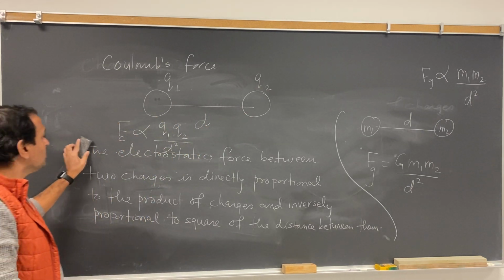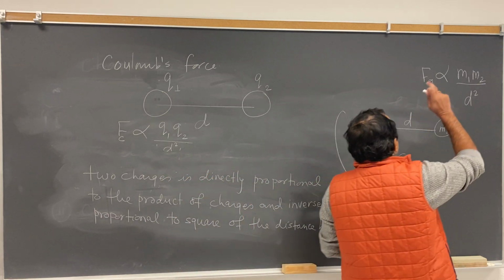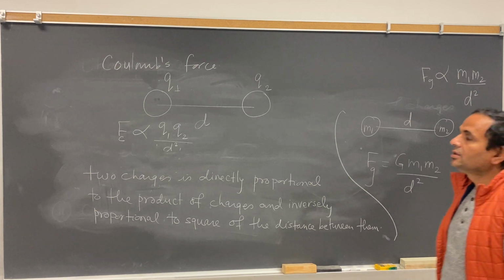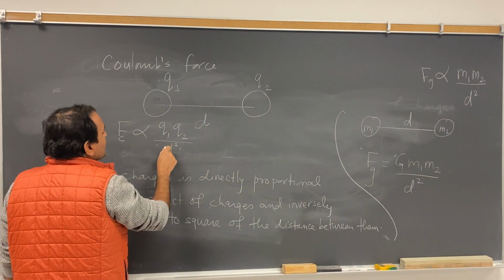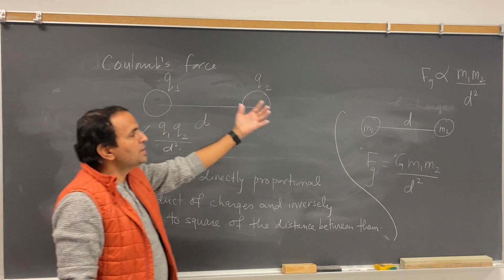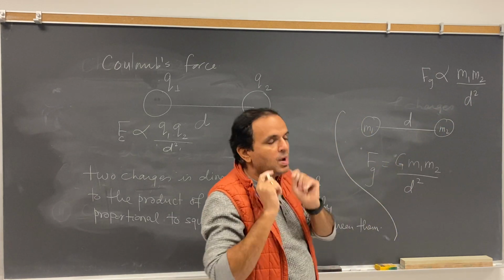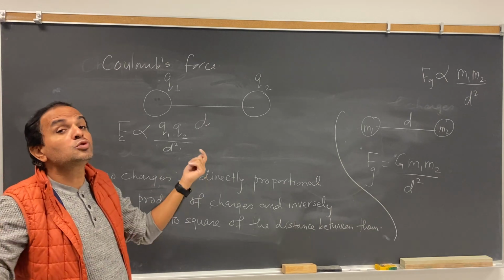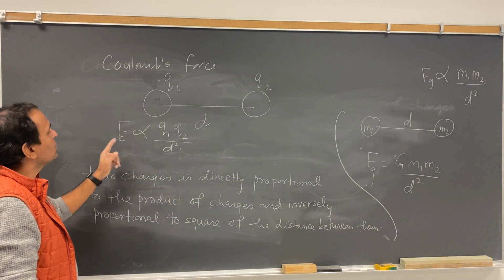So it is kind of similar to the gravitational force. Gravitational force is directly proportional to the product of their masses. The Coulomb force is directly proportional to the product of their charges, Q1 times Q2. Gravitational force is inversely proportional to the square of the distance between two masses. The Coulomb force is inversely proportional to the square of the distance between two charges, kind of similar. So this is Coulomb's law.